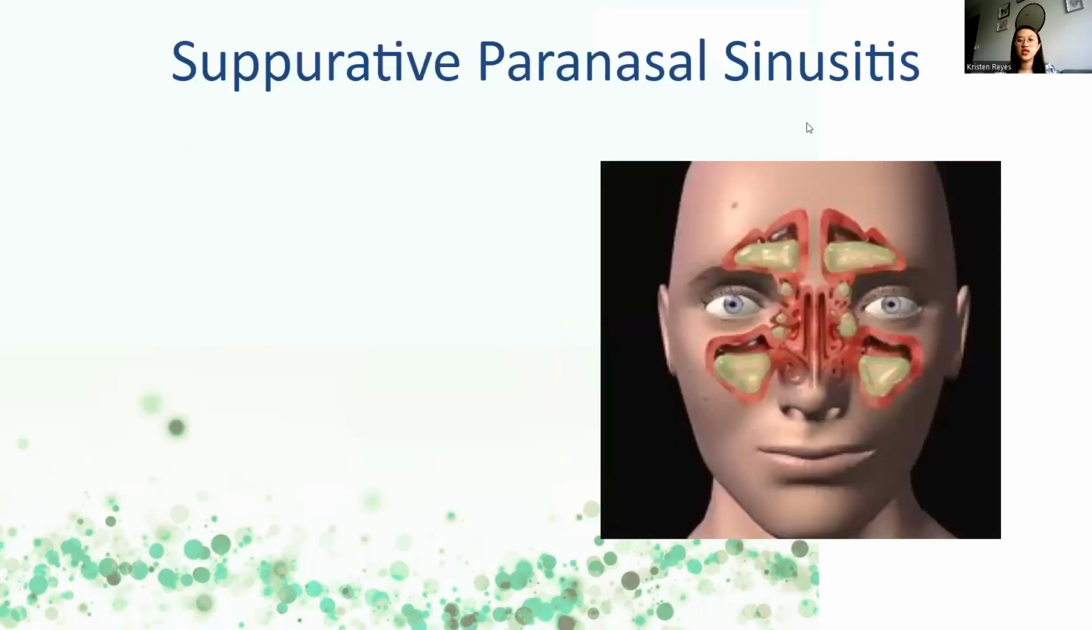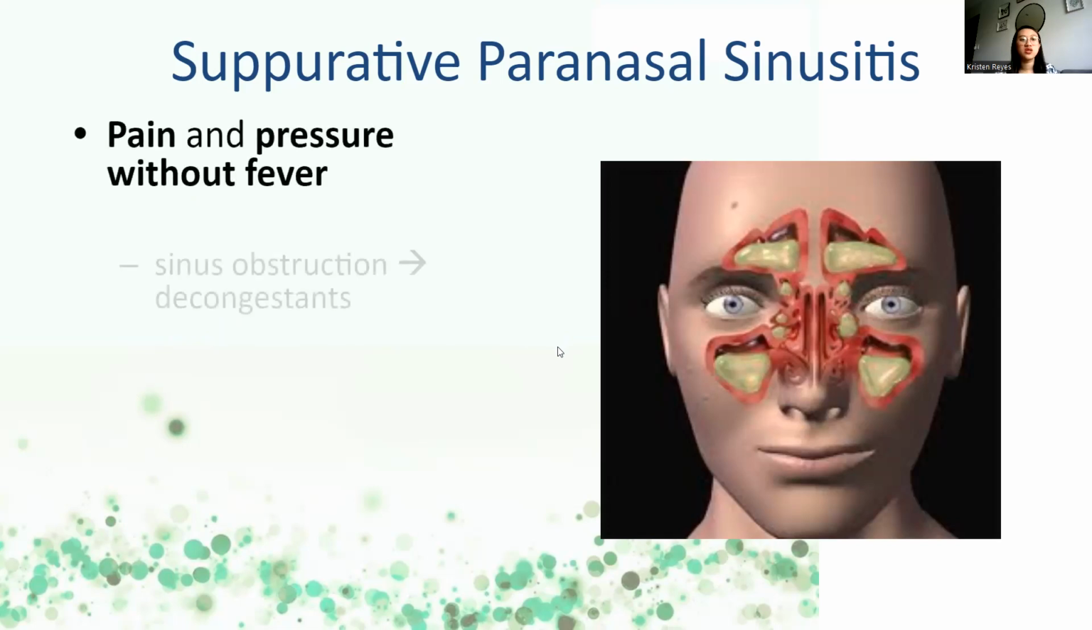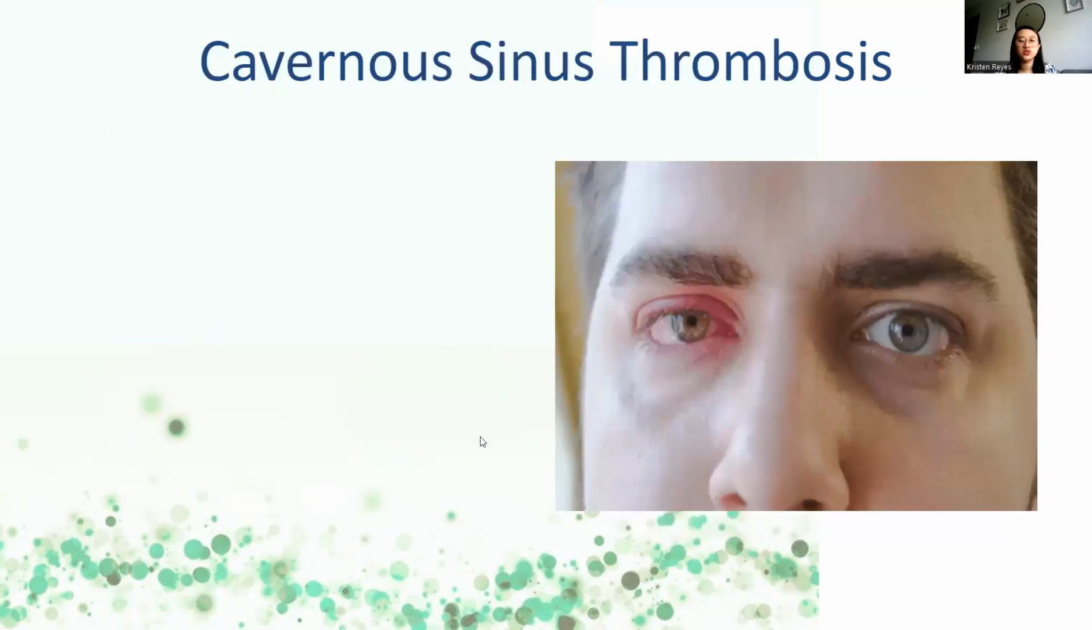Let's go with suppurative paranasal sinusitis, infection of the sinuses. This is due to bacterial infection, commonly Streptococcus pneumoniae or Haemophilus influenzae. Aside from rhinorrhea, you also have severe pain in the face, usually a severe headache. This happens 7 to 14 days after an acute upper respiratory tract infection. The most common cause of sinusitis is acute upper respiratory tract infection. There is pain and pressure, but there is no fever, and there is severe obstruction of mucus in your sinuses, so you actually cannot breathe properly.